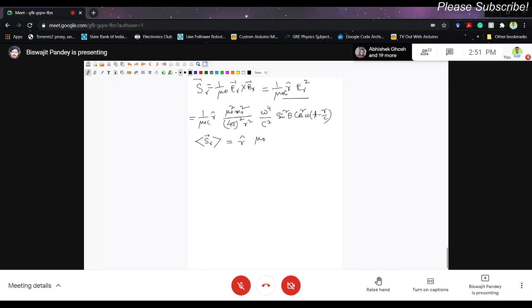this is mu 0 square, so there will be mu 0 r cap times mu 0 m0 square, and then half factor, 4 into 4 is 16, cross half, that is 32, and then pi square, and then c square is here, and you have a c here, c square into c, that becomes c cube, into r square, into omega to the power 4 into sine square theta. This is the average Poynting vector.